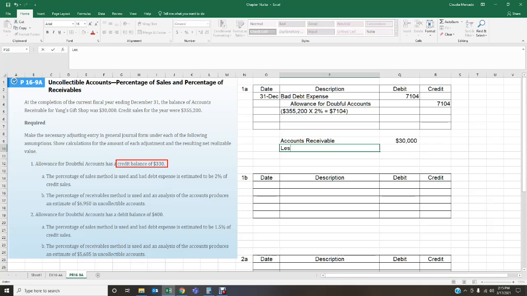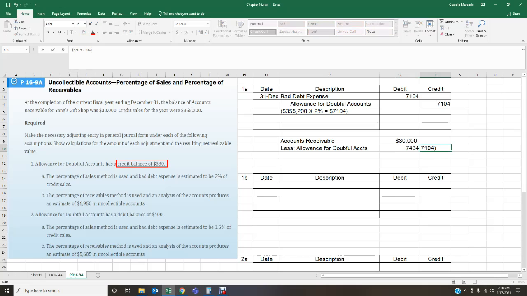Then I'm going to subtract less my allowance for doubtful accounts. Now for this, I know that I already had $330 in my credit balance. I had $330 in my account, plus I'm putting in an extra $71.04 from this entry. So the amount for my allowance for doubtful accounts is $330 plus $71.04. That gives me $74.34. That is how we got those.